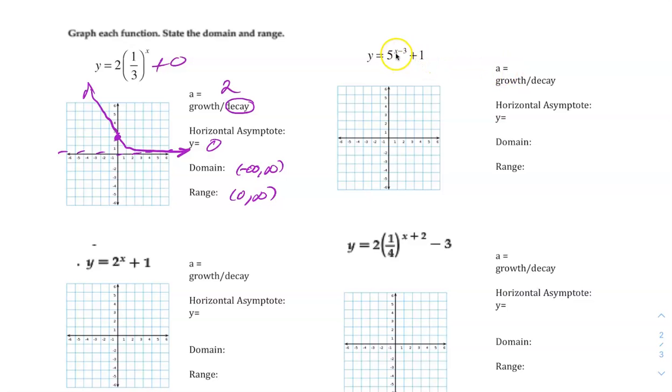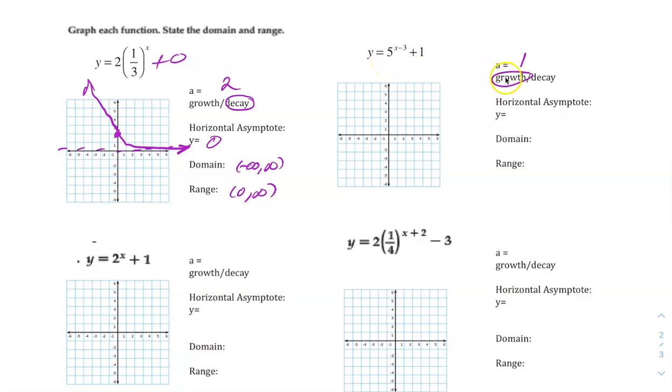Next one. My A, now again that's the B, the A is the number in front of that. You don't see it, so it's 1. Growth or decay? It's bigger than 1, so it's a growth. The asymptote looks like it's 1. So let's graph this. We start with the asymptote at 1. My A is 1, so I'm going to go 1 above. But on this one, I have to watch out. That's not my starting point. So I go 1 up, but then I have to go 3 to the right.